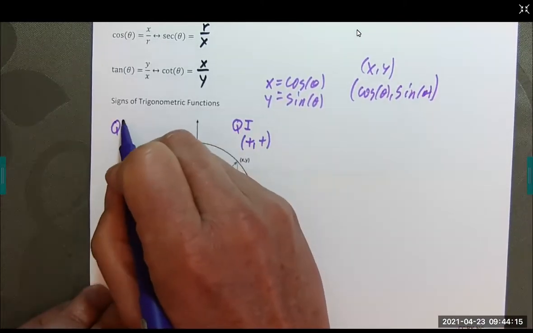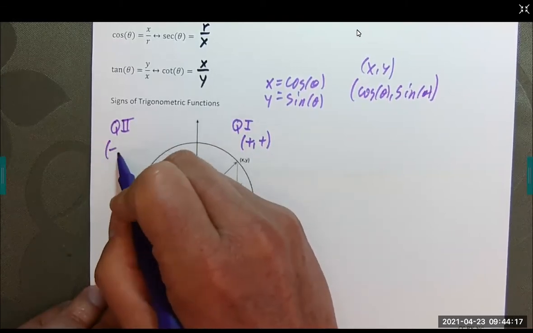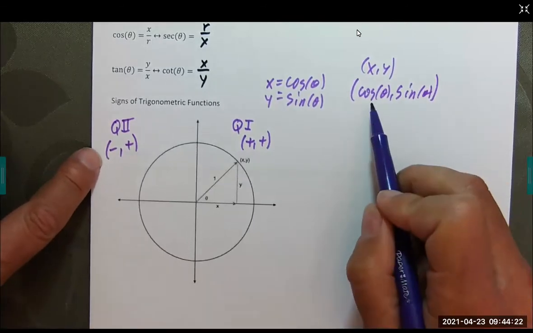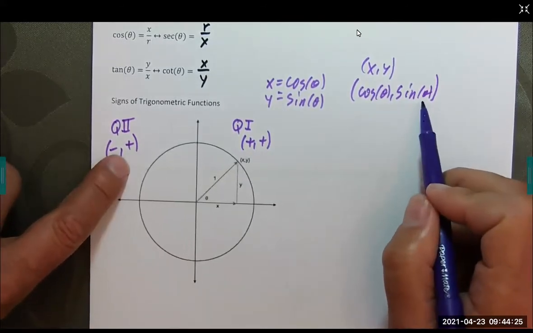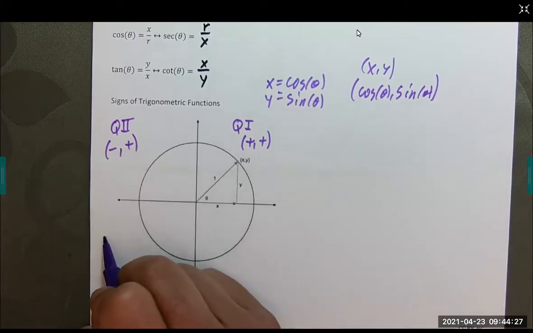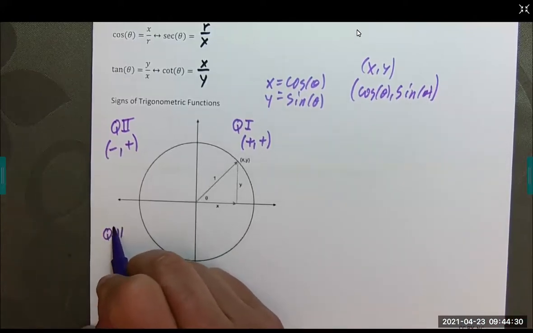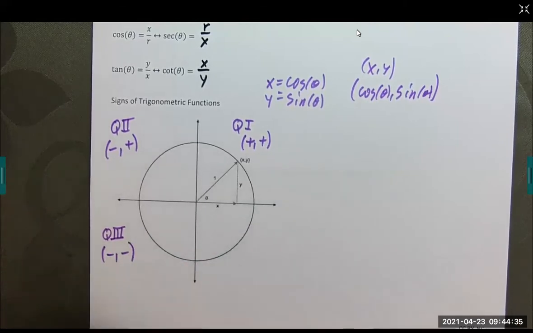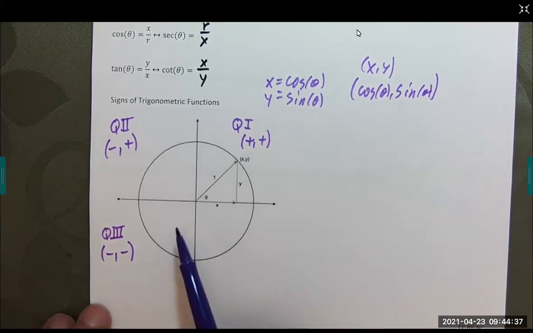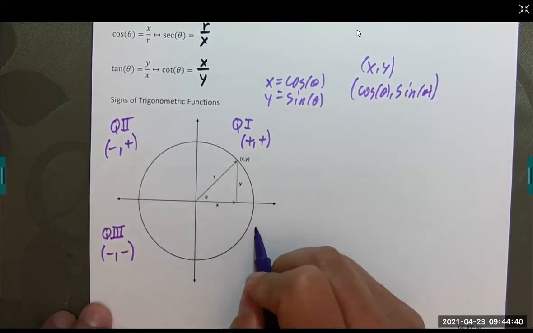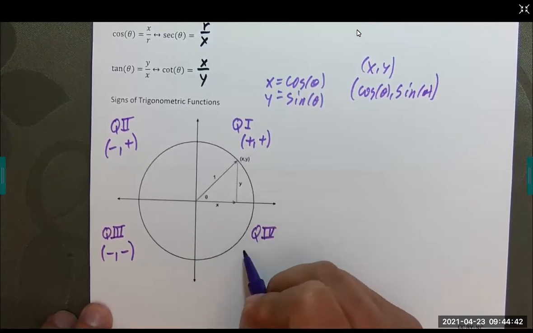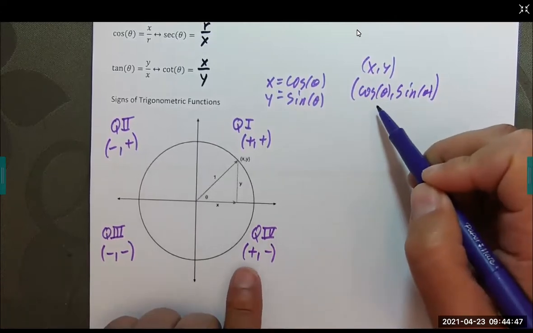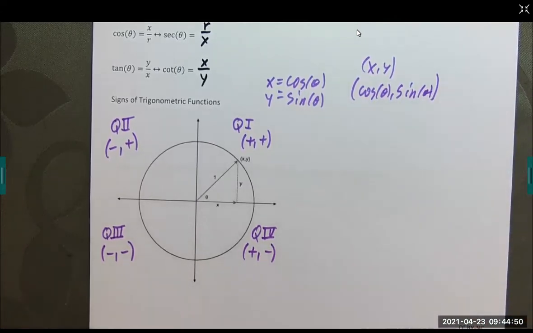In quadrant 2, x is negative and y is positive. And what we're actually saying is that cosine is negative in quadrant 2 and sine is positive in quadrant 2. In quadrant 3, both x and y are negative, meaning cosine and sine are both negative in quadrant 3. And in quadrant 4, x is positive and y is negative, again meaning cosine is positive, sine is negative in quadrant 4.